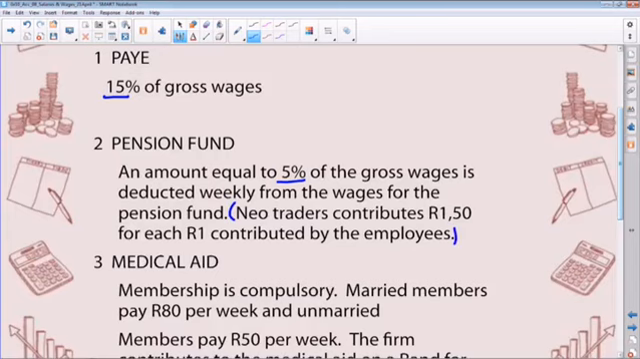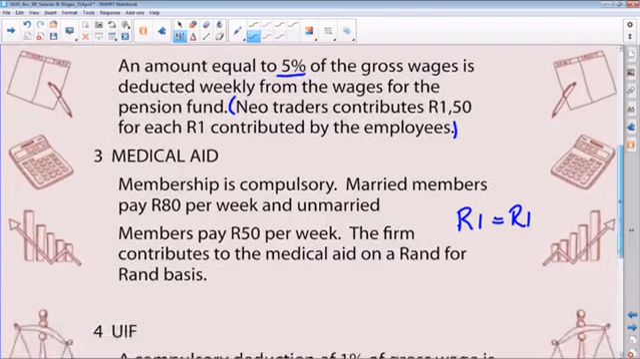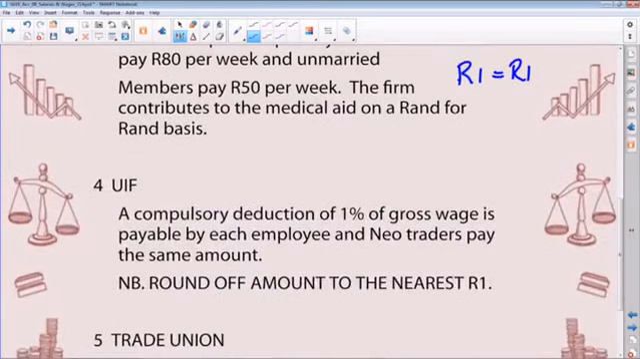Then the medical aid. They say membership is compulsory. Every member needs to belong to the medical aid. And married members pay 80 rand per week, and unmarried members pay 50 rand a week. The firm contributes to the medical aid on a rand for a rand basis. So if I give 50, they give 50. If I, as a worker, give 80, the business will give 80. Then, UIF is 1% of your gross wage. And again, Neo Traders will also pay the same amount. So they will pay and contribute an equal amount.